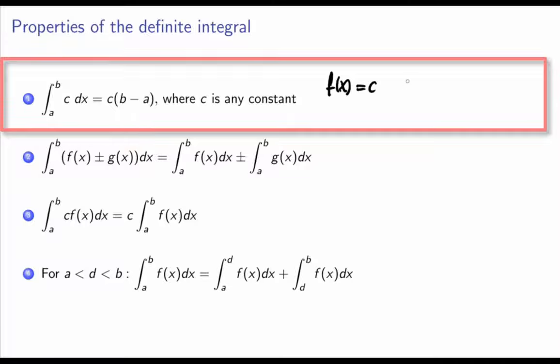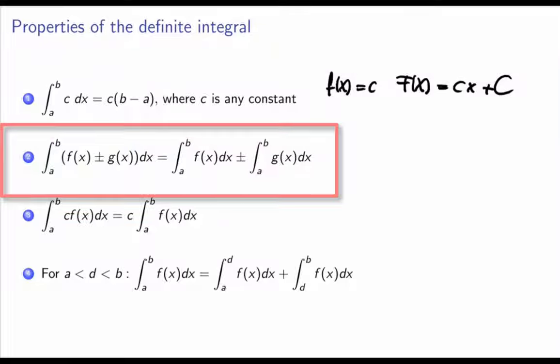So if f of x is c, then capital F of x is cx plus a constant. Okay? And then if I do my F of b minus F of a, I get c at b plus capital C minus c at a plus capital C, which is c times b minus a as written here. Now, if you have two functions which you add or subtract, so for example f plus g integral, then this is the same as the integral of f plus the integral of g.